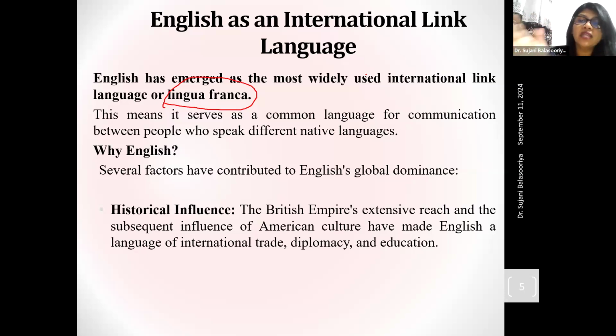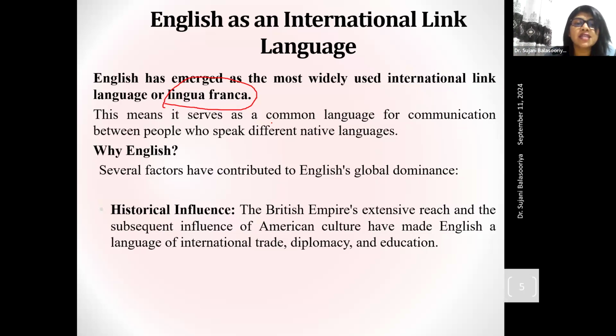So when you talk about international link language, that means English can be used to build up connections among different nations, not within one nation, among different nations. International means that, right? Okay, so that's the idea. So we have the first line that contains the basic idea. English has emerged as the most widely used international link language, or we give the idea in another term, lingua franca. Okay, so I have given the idea in the next line also.